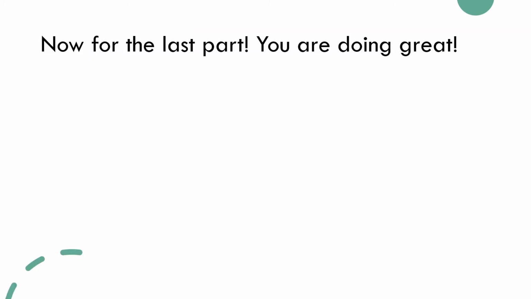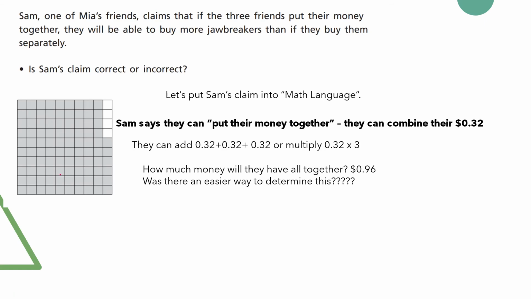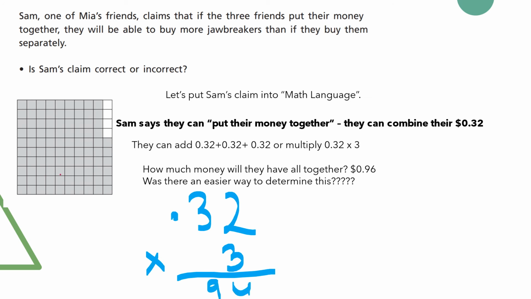Whew. Last part, we're doing really great. Is Sam correct or incorrect? We're going to put his claim into math language. Sam says they can put their money together. They can combine their 32 cents. So they can add or they can multiply. So how much money will they have all together? They'll have 96 cents because 32 hundredths times 3 is 96 hundredths.